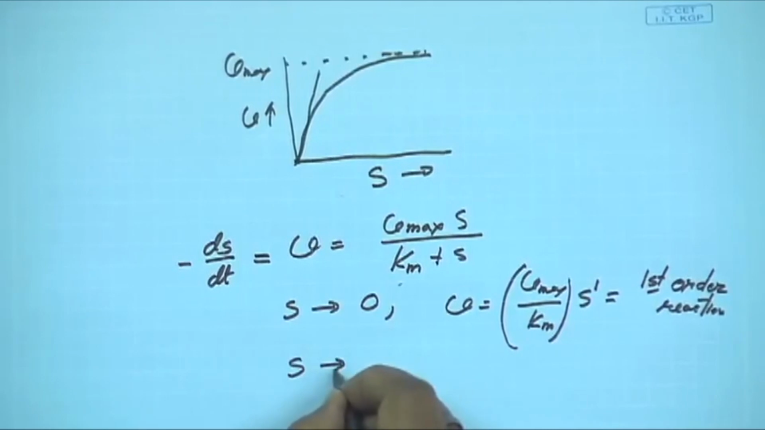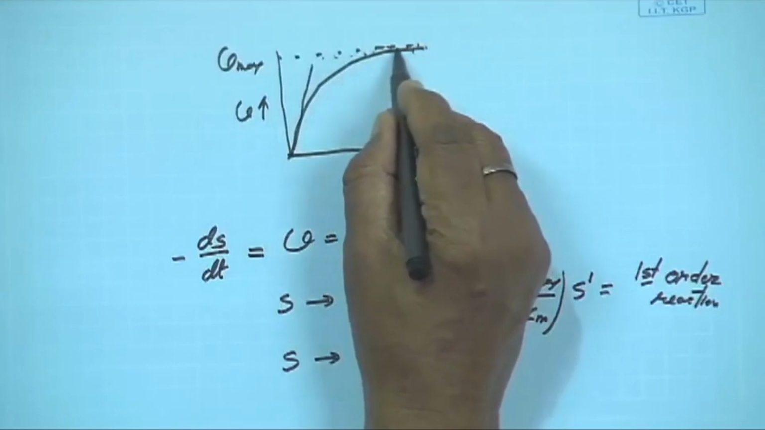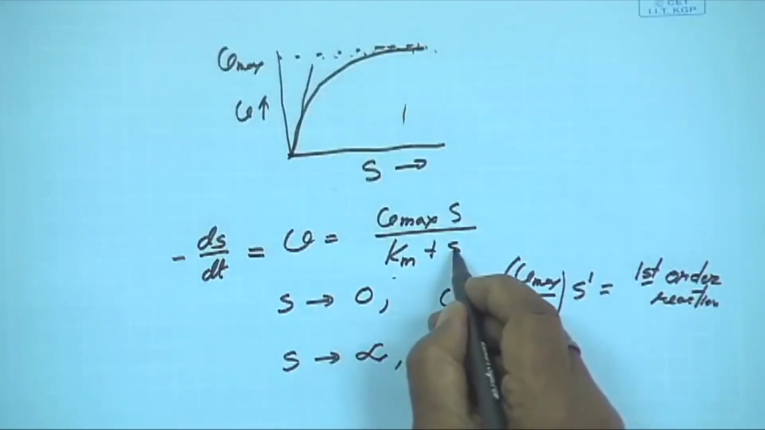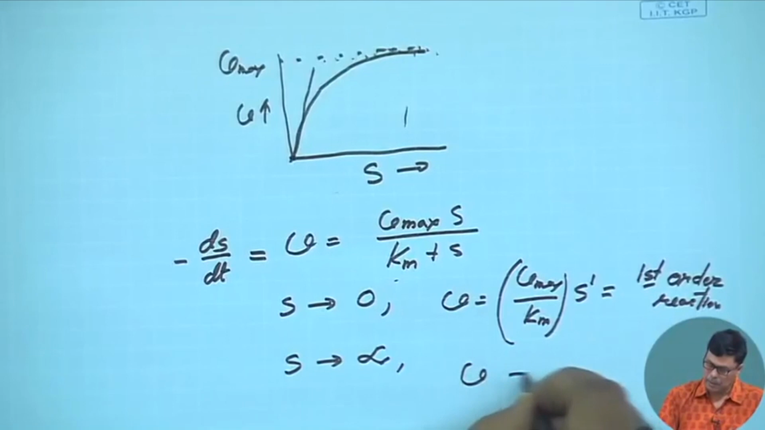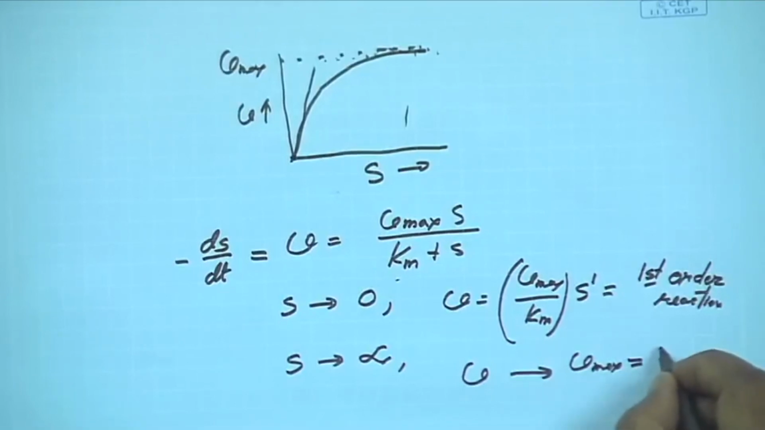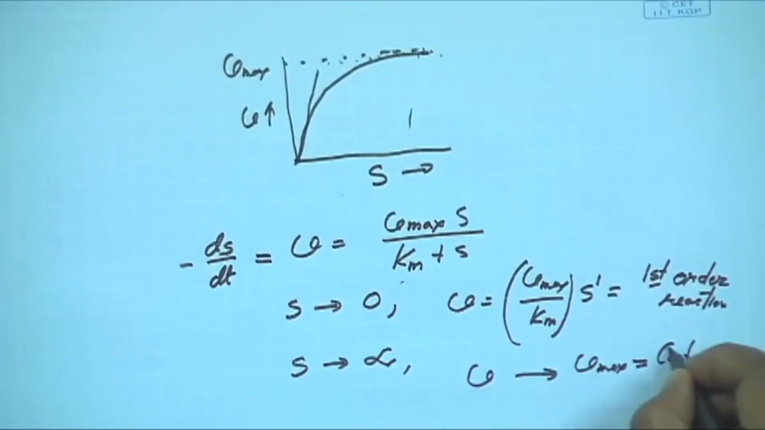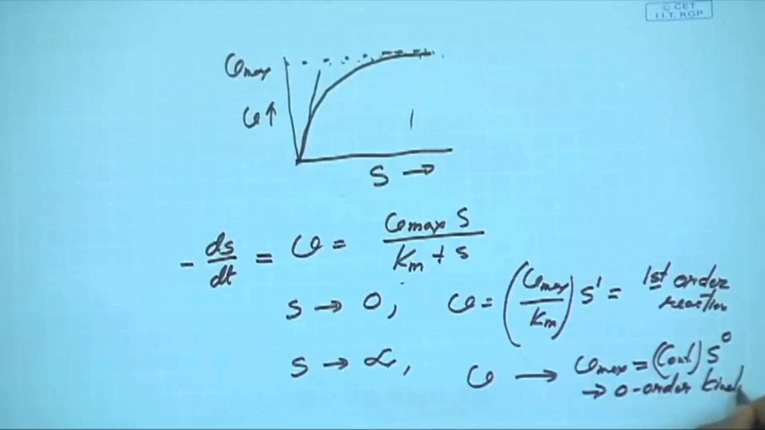Now when S is infinity, then what will happen? It comes here, it is infinity. Then your reaction will be plateau. It is almost constant. So when S is very high, I can ignore Km, and if I ignore Km, then what can I write? V tends to Vmax, or I can write this is equal to constant into S to the power 0. S to the power 0 means it follows zero order kinetics. So at a high concentration, it follows the zero order kinetics.